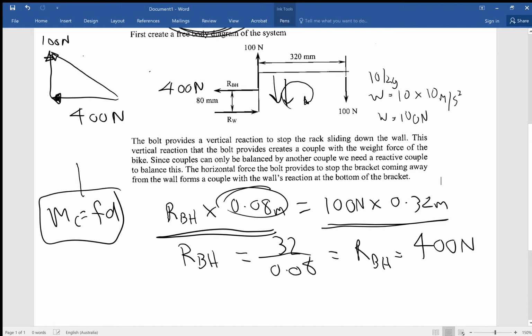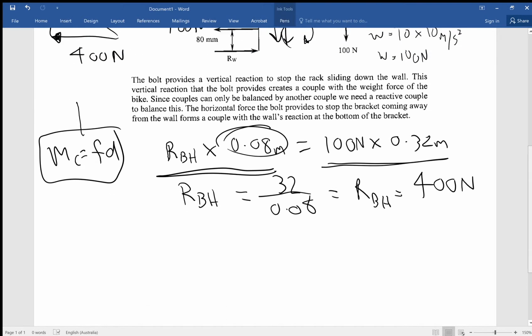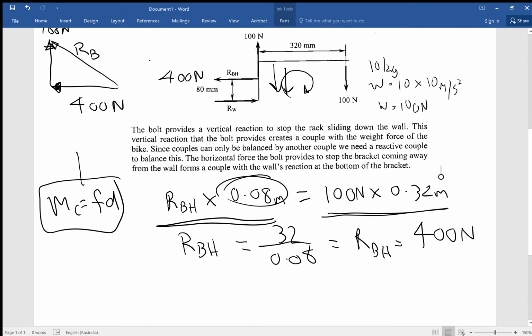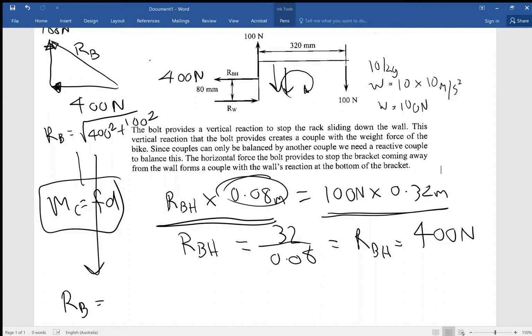So our resultant, I'm going to call that resultant of the bolt, is equal to the hypotenuse of this triangle. And we know that when we're trying to find the hypotenuse for a triangle, we need to use Pythagoras' theorem. So RB, the resultant of the bolt, is going to be the square root of 400 squared plus 100 squared. If we do the maths for that, the resultant of the bolt is going to be equal to 412.31 newtons.